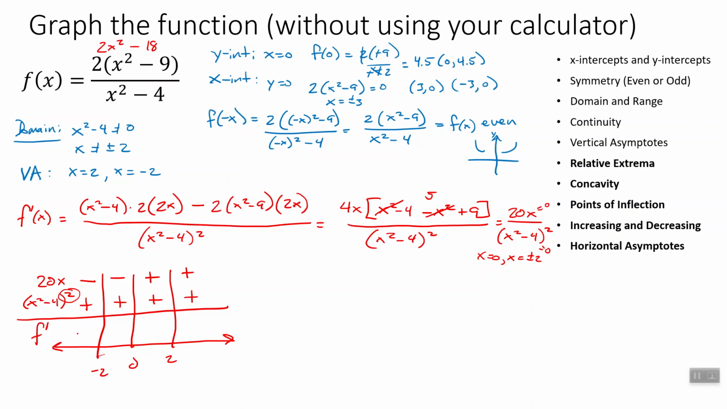We put our signs together. A negative and a positive is a negative. A positive and a positive is a positive. So that means our function f of x is decreasing, decreasing, increasing, increasing.